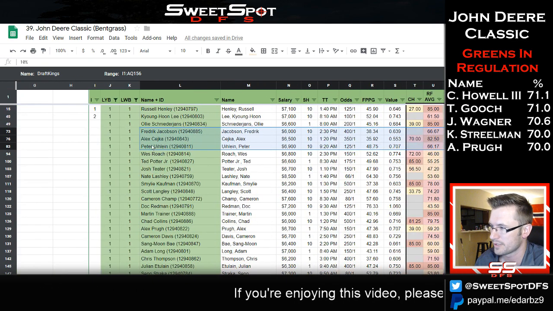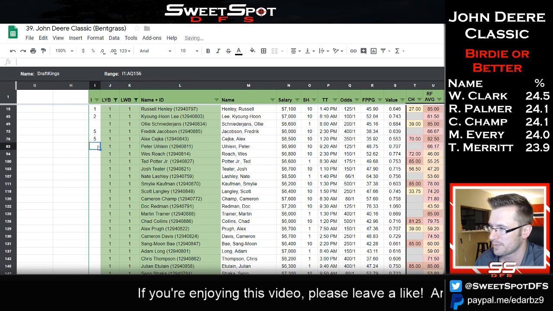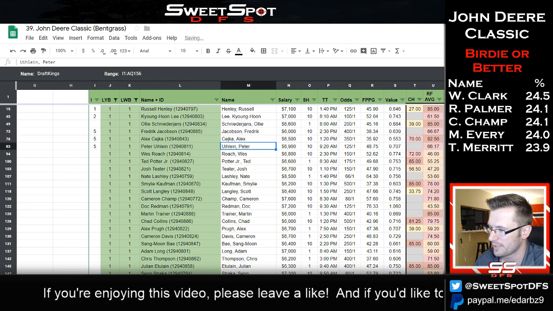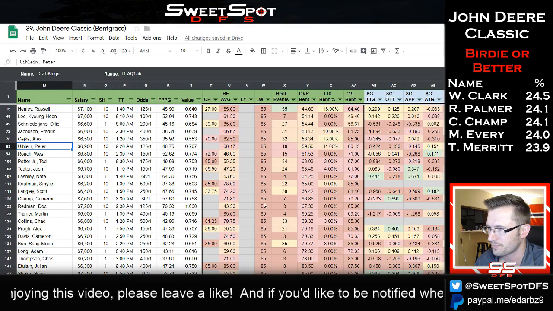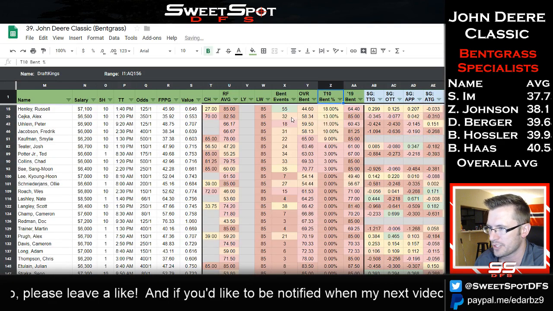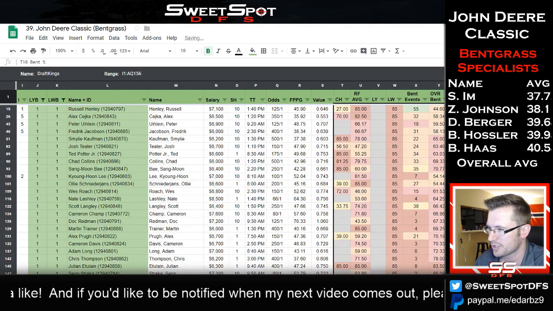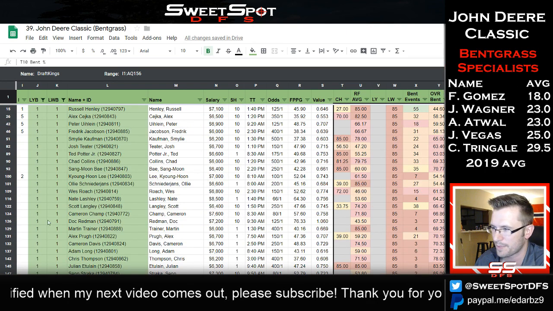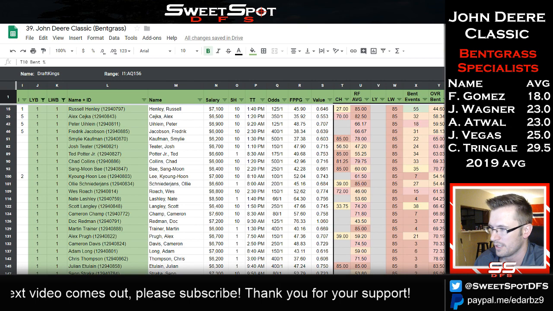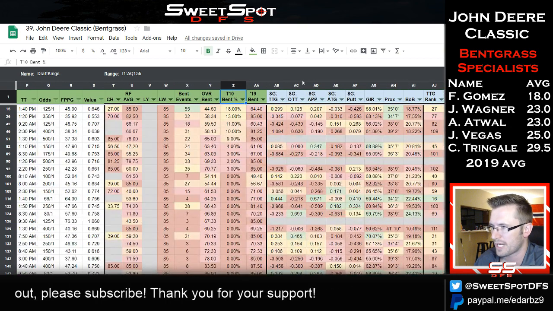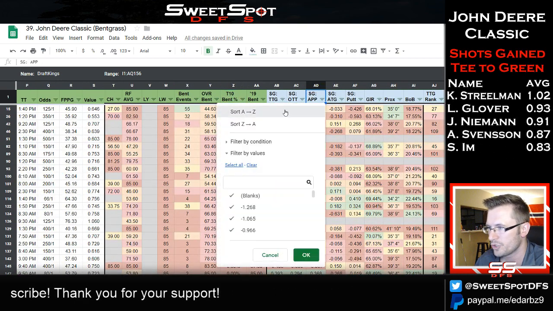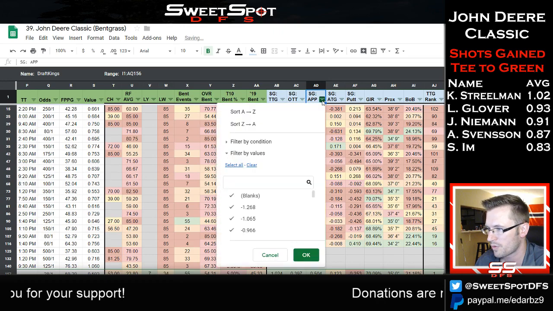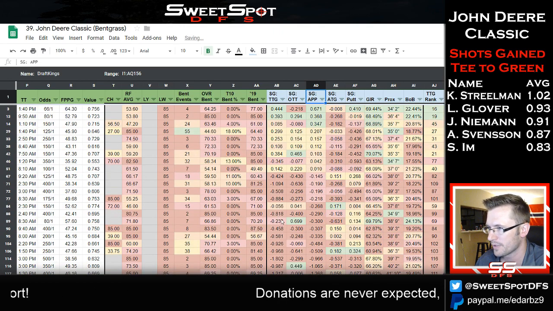Here, how about this? We'll just put 5s next to all 3 of their names. We can look at the percentage of finishing inside the top 10 just to see if we can find any other golfers that we really like. Right away, you get the top guys that we just marked. Let's look at approach, because approach is going to be huge at this golf course. That's the wrong way. There we go.